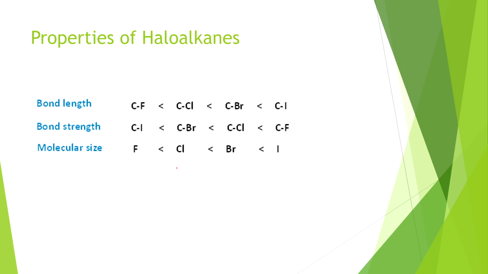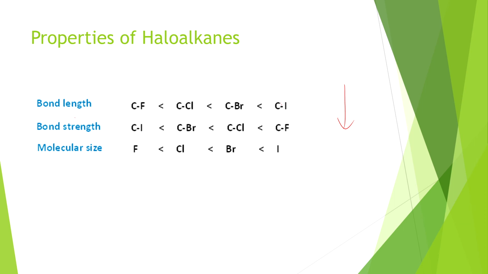And let's go over some quick properties of haloalkanes. Haloalkanes are actually special in the sense that they're not special, but these are some of the properties featured. In terms of bond length, bond strength, and molecular size, these properties are all derived from the atomic trends. For bond length, we know that the carbon-fluorine bond is shorter than the carbon-chlorine bond, and so on, because as you go down a group, the atomic radius increases.